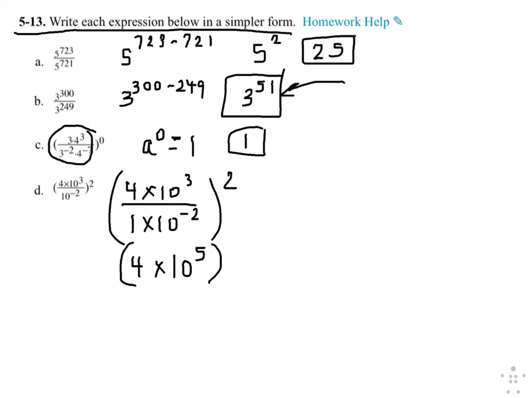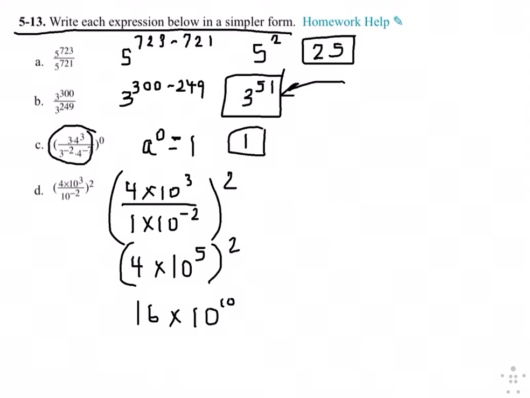And now we square it, right? And when we square it, we square the 4, right? Because these are being multiplied, so 4 squared is 16. 10 to the 5th squared is 10 to the 10th.